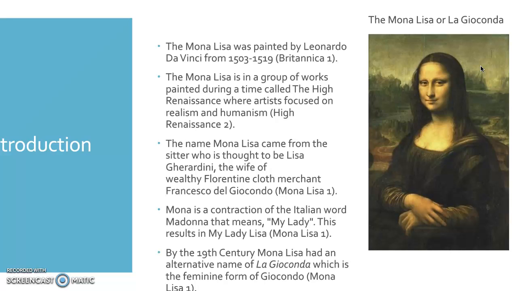The name Mona Lisa came from the sitter, who is thought to be Lisa Giraldini, the wife of wealthy Florentine cloth merchant Francesco del Giocondo. Mona is actually a contraction of the Italian word Madonna, that means my lady. This results in My Lady Lisa. By the 19th century, Mona Lisa had an alternative name of La Gioconda, which is the feminine form of Giocondo.